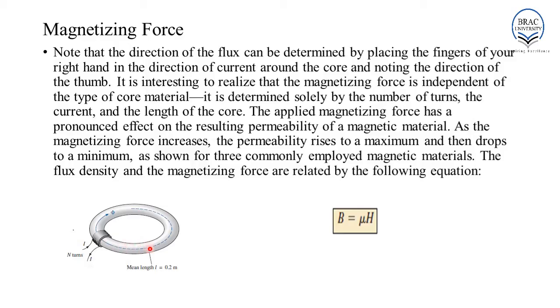The applied magnetizing force H has a pronounced effect on the resulting permeability of a magnetic material. As the magnetizing force increases, the permeability rises to a maximum and then drops to a minimum. This is shown in the figure in the next slide. The flux density and the magnetizing force, that is, magnetic field strength B and the magnetizing force H, are related by the following equation: B equals mu H.